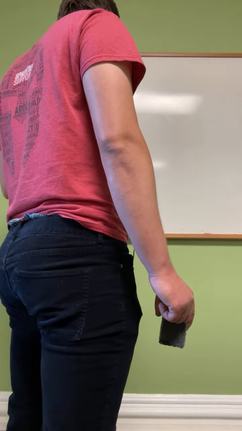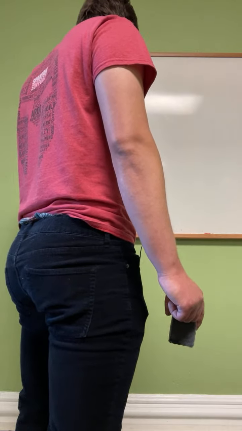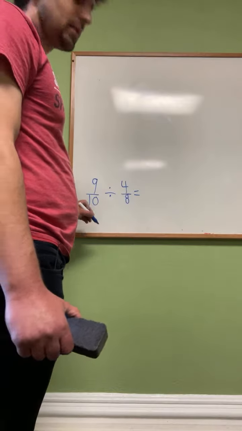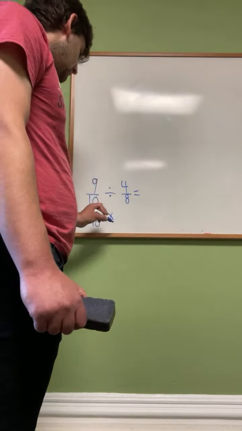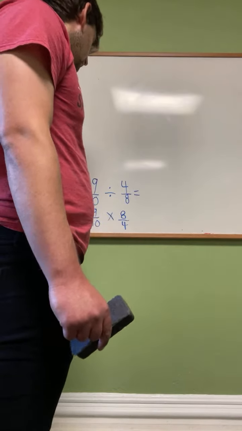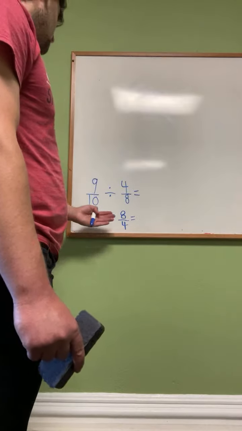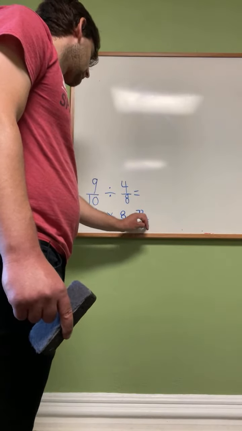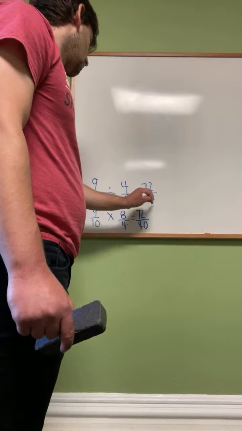Okay, 9/10 divided by 4/8. So again, the 9/10 we keep the same. The division sign we change to a multiplication sign. The 4/8, we flip that to 8/4. All right, 9 times 8. So now we multiply the top numbers. 9 times 8 equals 72. 10 times 4 equals 40. So we have 72 40ths. 9/10 divided by 4/8 is 72 40ths.